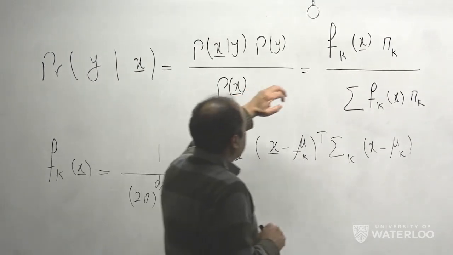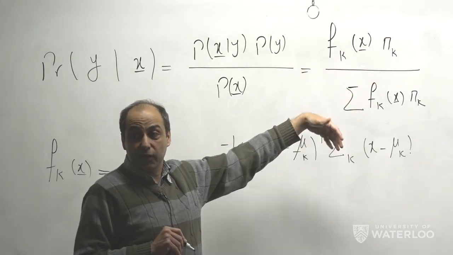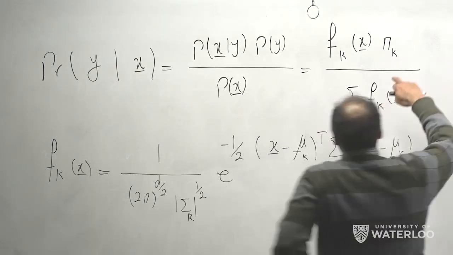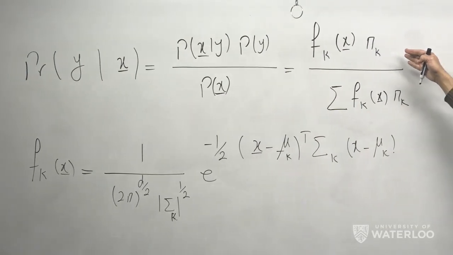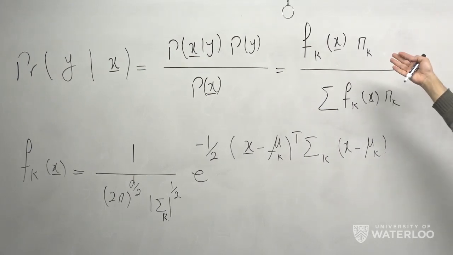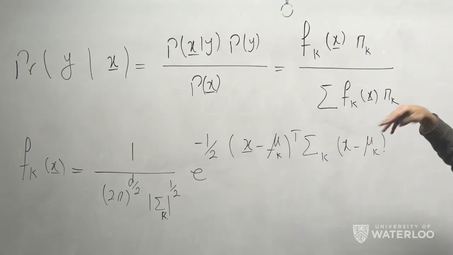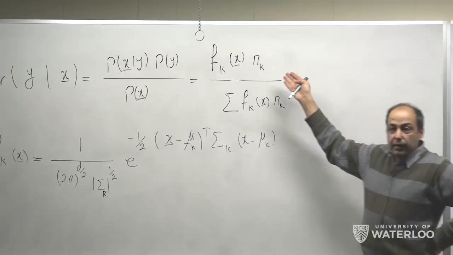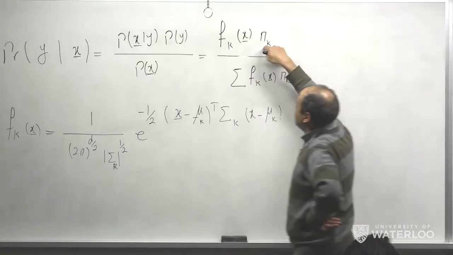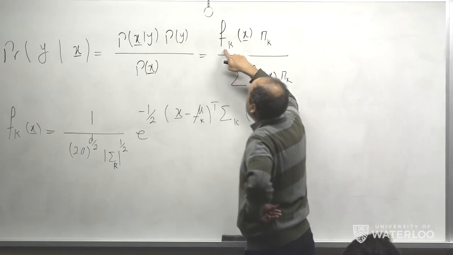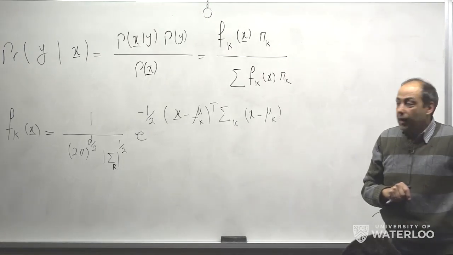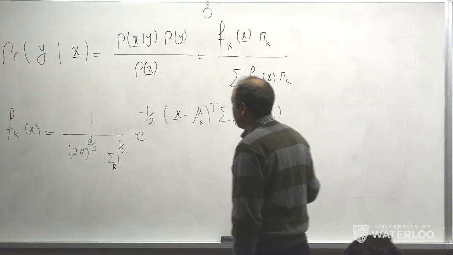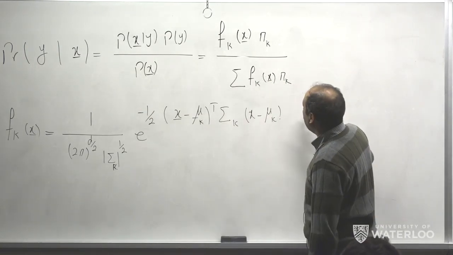Then we learned that if we want to do classification according to Bayes' rule, we can compute the posterior for different classes and compare them. But when you compute the posterior for different classes, the denominator of this ratio is the same, and you just need to compare the class conditional times the prior. When it's Gaussian, the class conditional times prior would be this quantity times pi k.